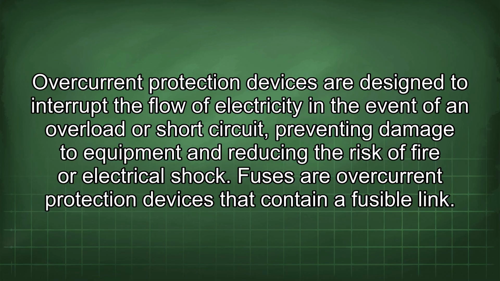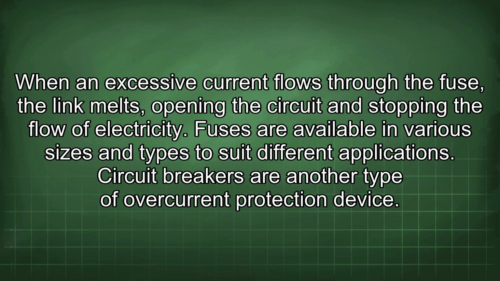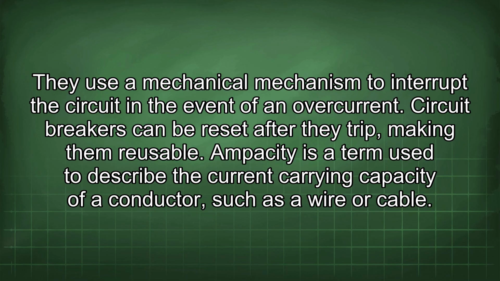Fuses are overcurrent protection devices that contain a fusible link. When an excessive current flows through the fuse, the link melts, opening the circuit and stopping the flow of electricity. Fuses are available in various sizes and types to suit different applications. Circuit breakers are another type of overcurrent protection device. They use a mechanical mechanism to interrupt the circuit in the event of an overcurrent. Circuit breakers can be reset after they trip, making them reusable.